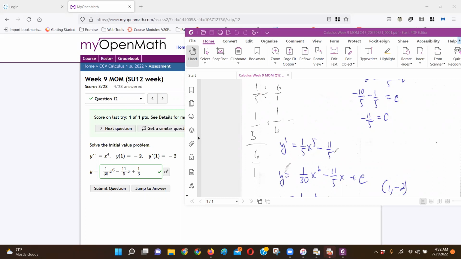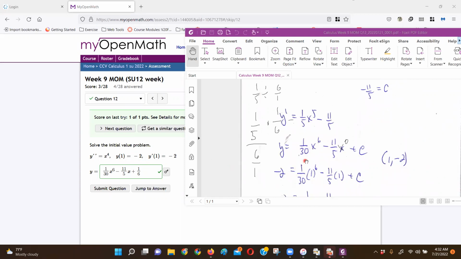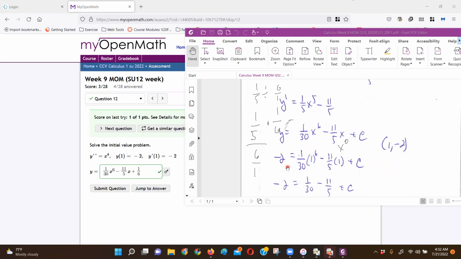And then of course this is just a constant, x to the 0, so I added 1 divided by 1, same deal, and then plus a constant. Then I did the same thing: when x is 1, y is -2. It's interesting, they're the same values. That doesn't always happen, it's just what my Open Math did. So I said y equals -2 here, and I substituted -2 in for y and 1 in for x.